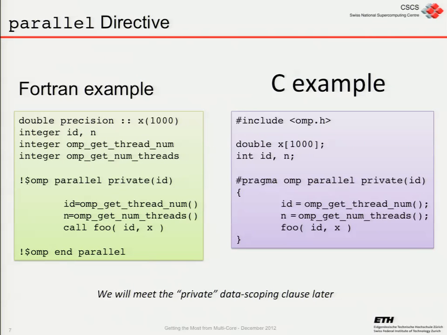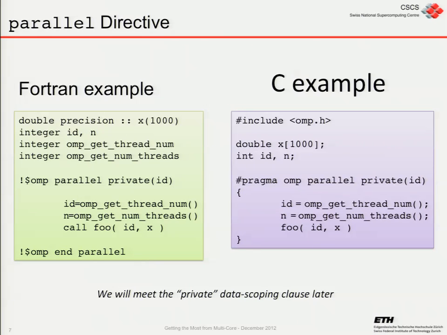Simple example of the parallel directive, whichever your preferred language happens to be. We hit the parallel region. In here, we've declared from our scoping that ID is private to the thread. We can get a thread num, we can get the number of threads, and call some variable.